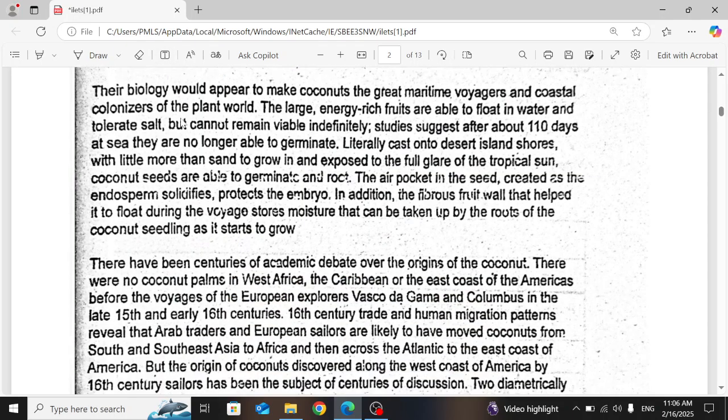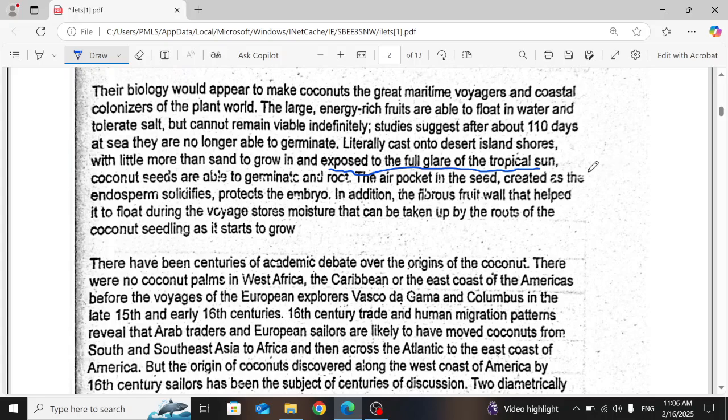Their biology would appear to make coconuts the great maritime voyagers and coastal colonizers of the plant world. The large energy-rich fruits are able to float in water and tolerate salt but cannot remain viable indefinitely. Studies suggest after about 110 days at sea they are no longer able to germinate. Literally cast onto desert island shores with little more than sand to grow in and exposed to the full glare of the tropical sun. So coconut seeds need the full glare, full shine of the sun. They do not need shade to germinate.